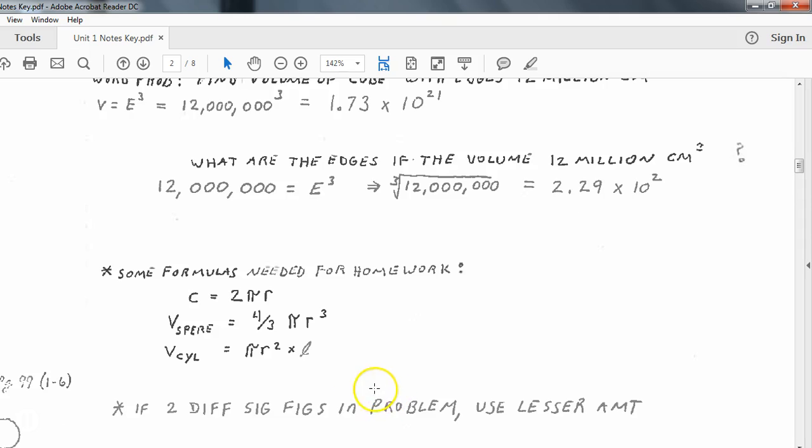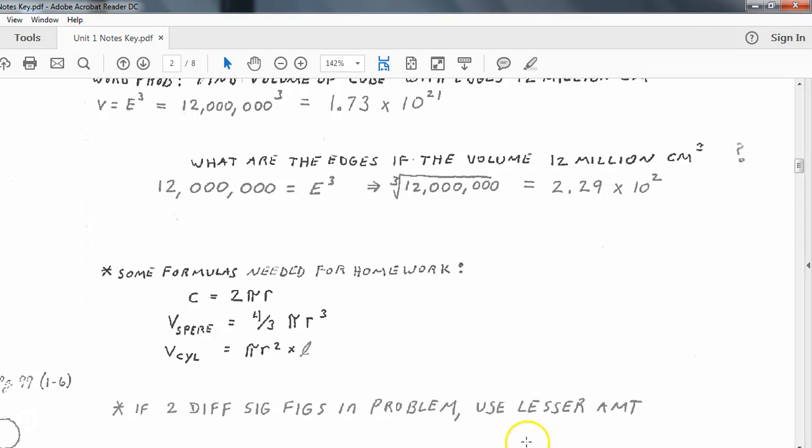So last side note right here. If the problem does come with the phrase appropriate level of accuracy, and there are two different forms of sig figs within the problem, like let's just say they gave you a value with 2 sig figs and then another value within the same problem of 3 sig figs, well, which one do I go with? Which one is more appropriate?